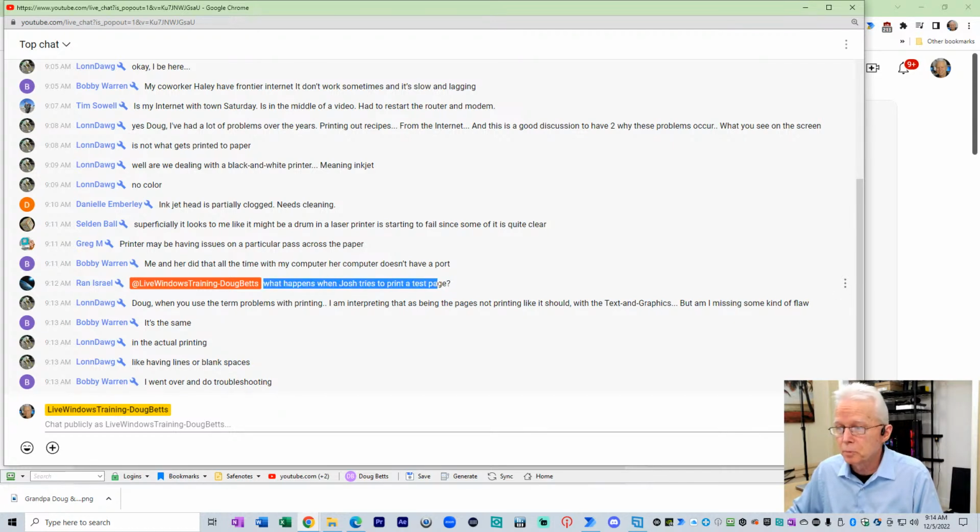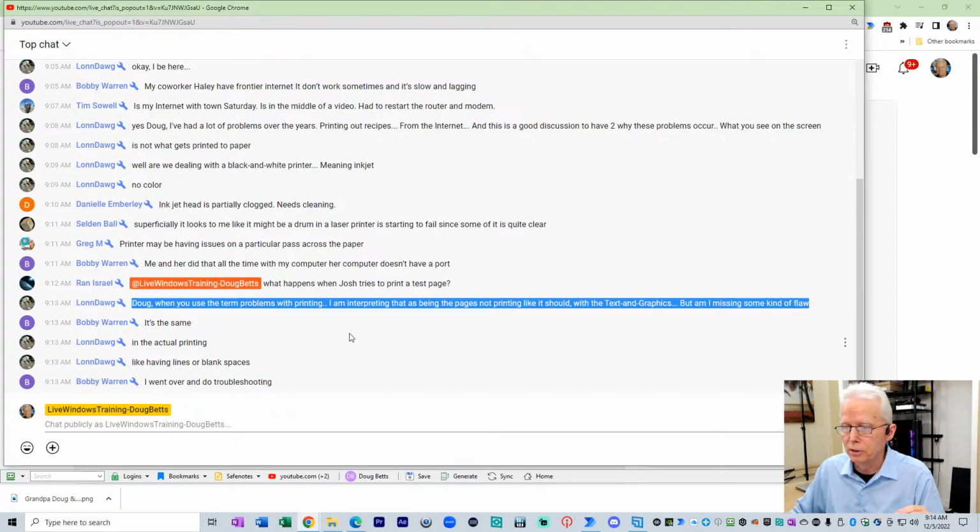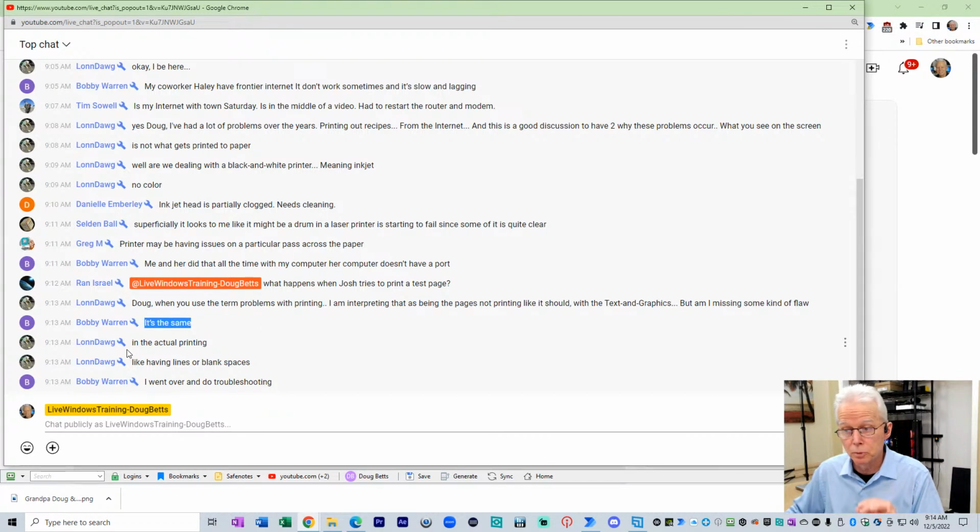So yeah, sending a test page, that's very commonly one of the diagnostics that I'll use, or one of the troubleshooting tests that I'll use. Doug, when you use the term problems with printing, I'm interpreting that as the pages not printing like it should, yeah, with the text and graphics, but am I missing some kind of flaw? I think there is something that you're missing that is on that defective print page. It's the same page he's printing as was previously printed well. Some kind of flaw in the actual printing, like having lines or blank spaces.